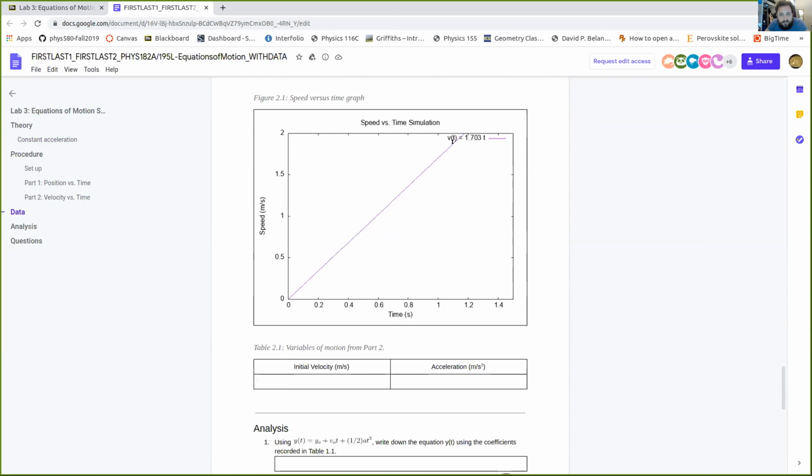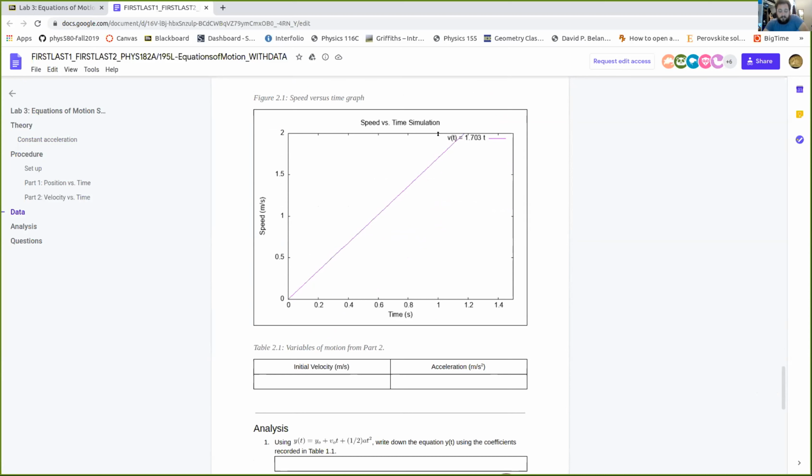Same kind of deal here. So this is your linear velocity plot. You can see they actually fit some curve to it, and the line that they were able to fit was v of t equals 1.703 t. This kind of looks like y equals mx plus b, right? It's linear, but there's no y-intercept. There's no b value.